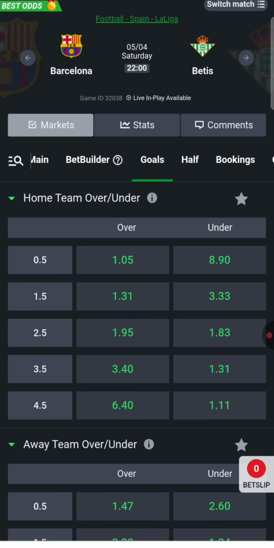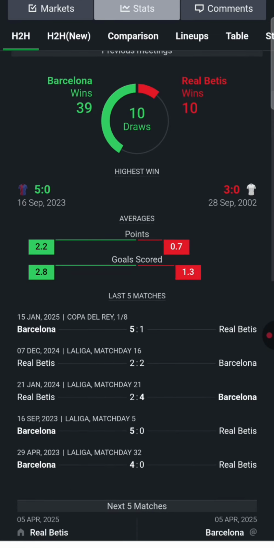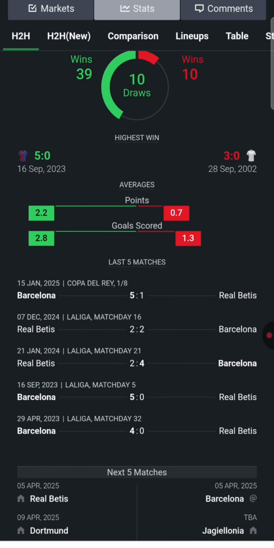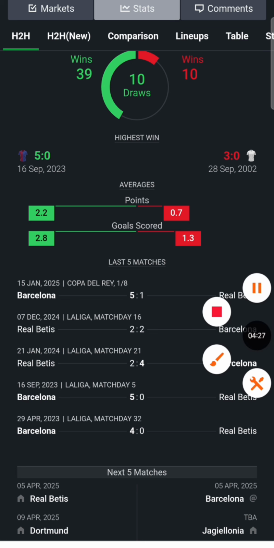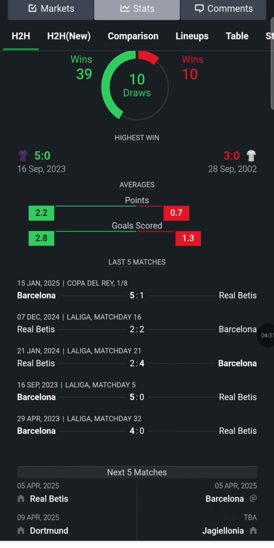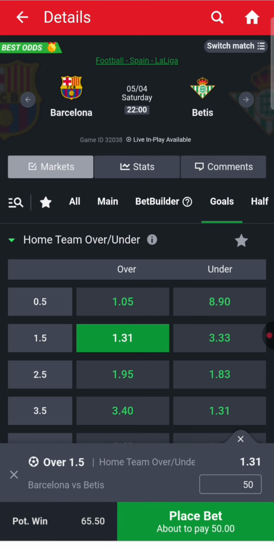But as I said, the H2H has to lead you. So what do I mean by H2H? If you go to statistics and go to H2H, now you see the H2H, Barcelona has always been trashing Betis. They have not scored under 1.5 in their matches against Betis. So that's an indication, for those who are not risk takers, to do over 1.5. It will work for you.